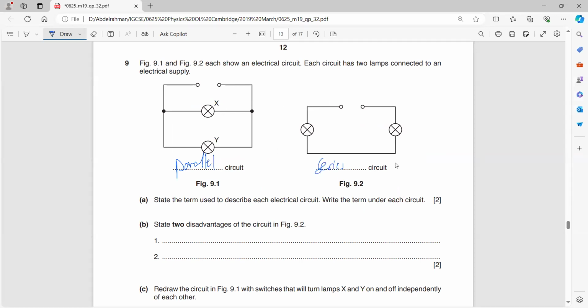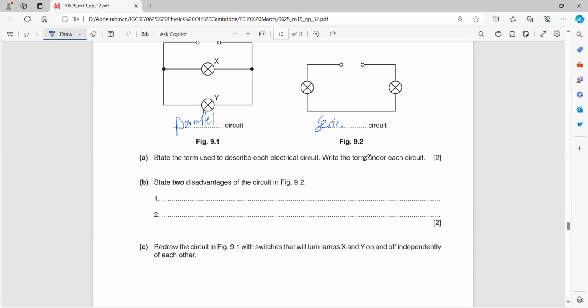Two disadvantages of the circuit in 9.2. They don't have the same voltage. You can't control the lamps separately. What else? They don't have the same voltage.